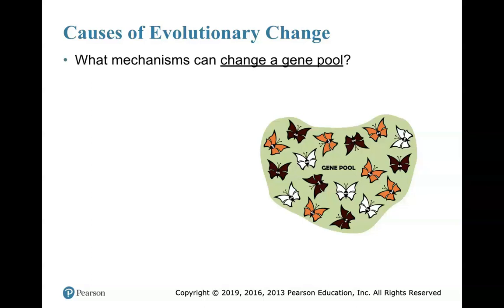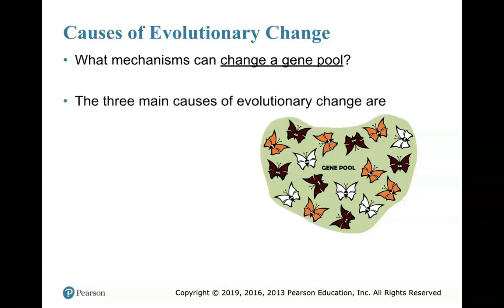So, what mechanisms can cause a change in a gene pool? What can actually change those genotype frequencies? What can change those allele frequencies? As we saw with the moths, those brown moths became more successful over time than the white ones. What causes that change? There are a couple of different things that can cause a change in a gene pool.